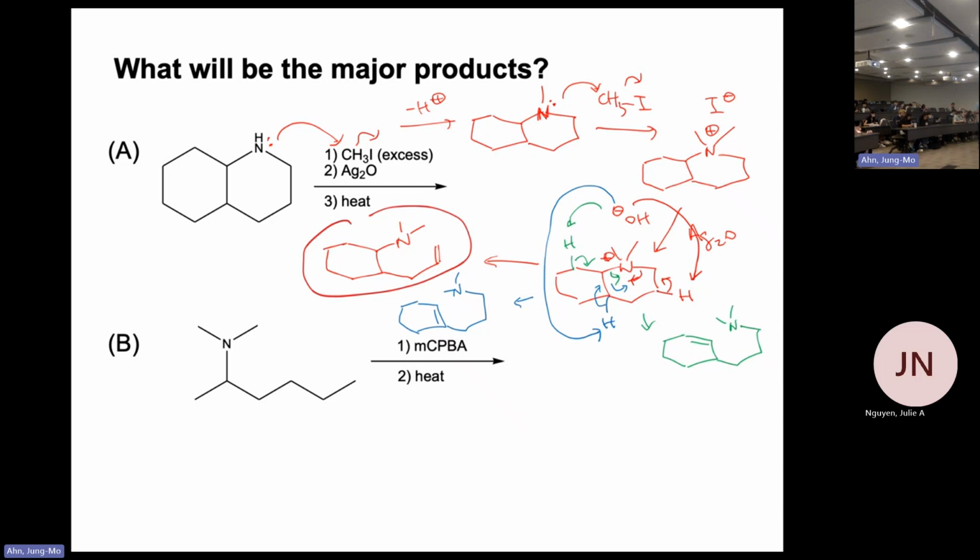I'm not so sure whether these two are going together about the same amount. But concept-wise, you are forming the least substituted double bond. So I think that makes sense to you, right? But I think that probably comes along pretty well too. But anyway, that is the Hofmann elimination reaction we just talked about.